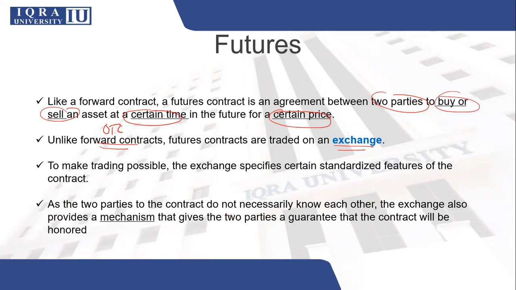As the two parties to the contract do not necessarily know each other, the exchange also provides a mechanism that gives the two parties a guarantee that the contract will be honored. Because futures are traded on an exchange, the exchange has a mechanism which we call mark to market. Basically, you have to keep a security deposit, and each day the profit or loss on your futures transaction is calculated, and adjustments are made to your security deposit. Because of that, the exchange deals with counterparty risk to some extent, so that the other party is not going to default and will honor their contract.